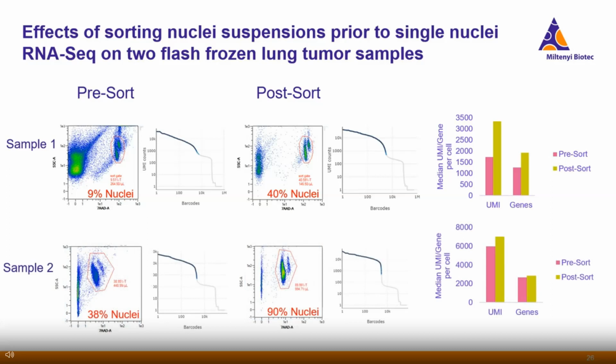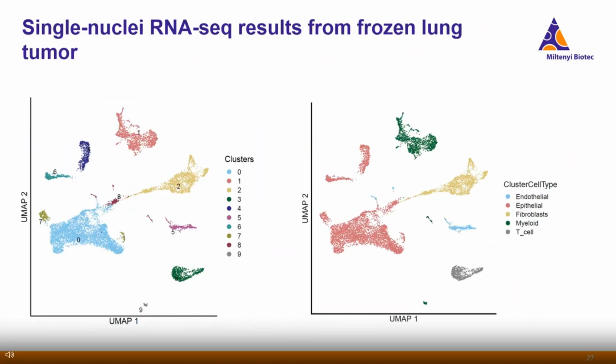Sample 2 was much cleaner. It started largely debris-free, which is why the post-sorting improvement in library complexity is not as dramatic. This demonstrates that not all samples can be treated equally, especially when dealing with heterogeneous human tumor samples. Here are the resulting clusters from this experiment. We were able to identify cellular heterogeneity in the samples and were able to find the major cell types based on the expression of a number of established markers.